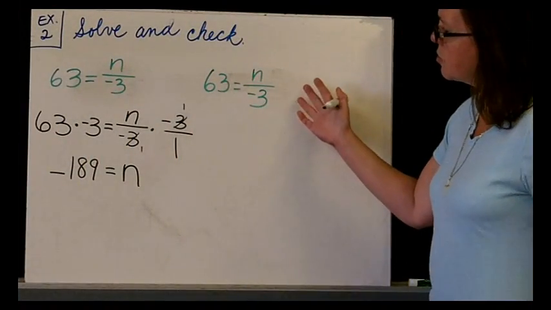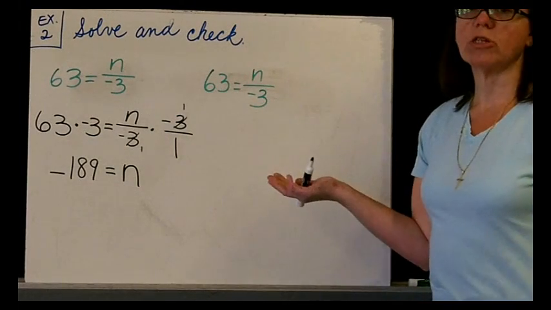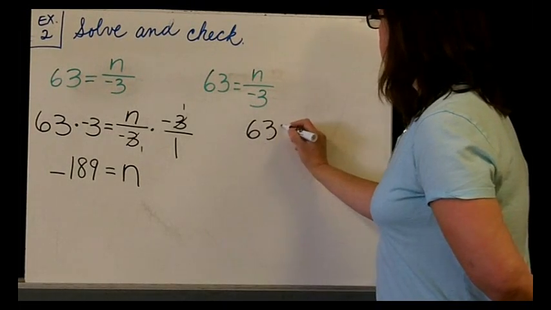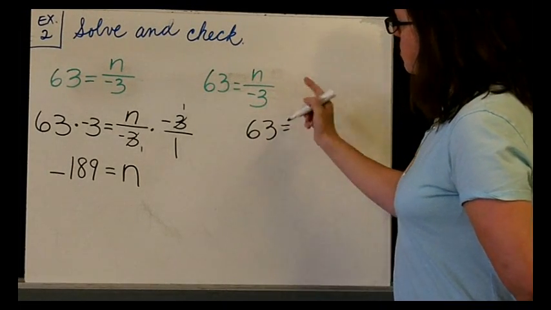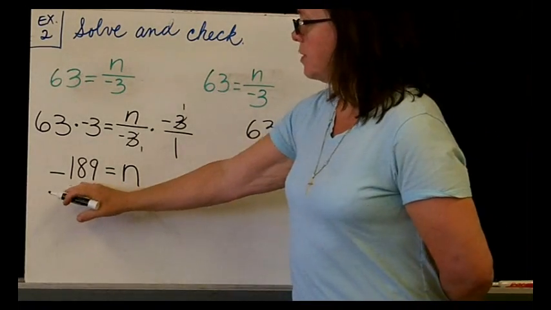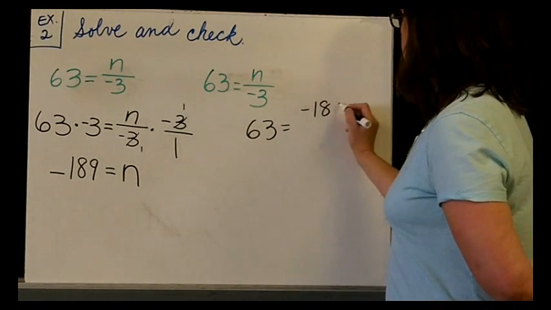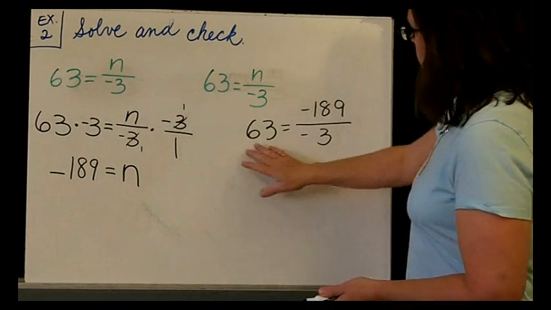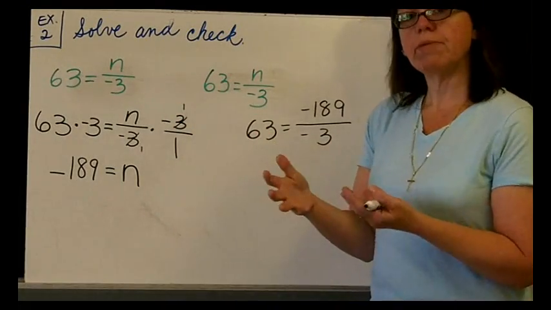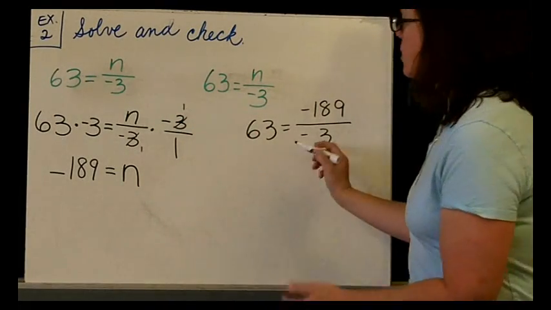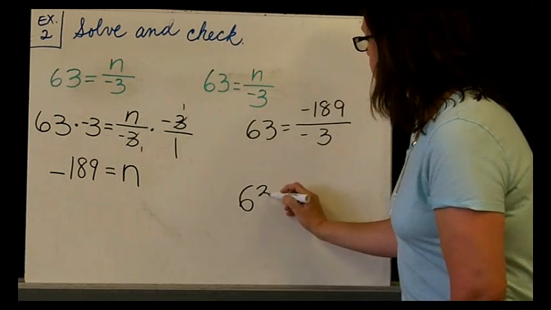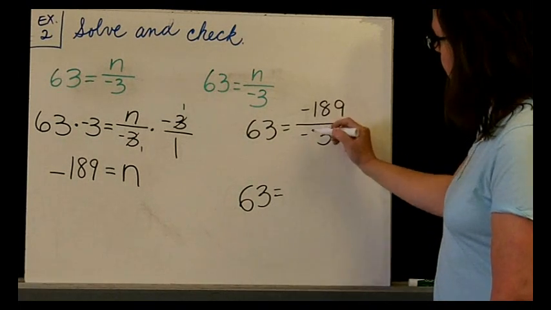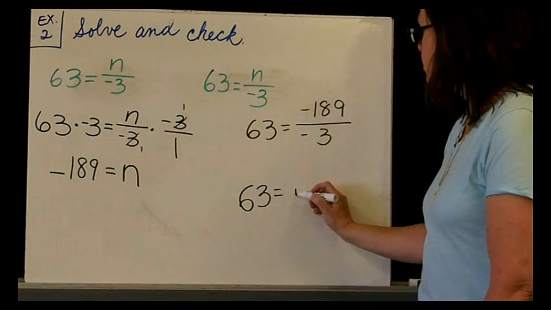So now what we need to do is plug it into our original equation to see if it's right. So we have 63 equals, but instead of n divided by negative 3, I'm going to substitute a negative 189 divided by negative 3. Now, any part of the equation that we're not manipulating has to be brought down exactly the way that it is. So I'm bringing down this 63. Now we have 189 divided by 3. Well, it's a negative divided by negative, so I know my answer will be positive.